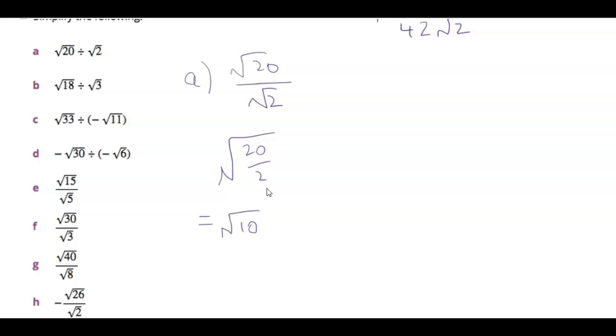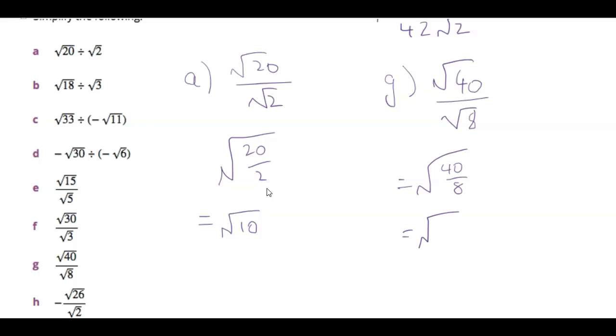Let's have a look. Are there any harder ones there? Let's look at G. I don't know why I chose G. Now, some people would say let's simplify them first. So if you simplified square root of 40 and simplified the square root of 8, you're going to spend probably 2 minutes longer doing that than just saying, all right, that's going to be the square root of 40 over 8. And 40 divided by 8 is 5, so it's root 5.